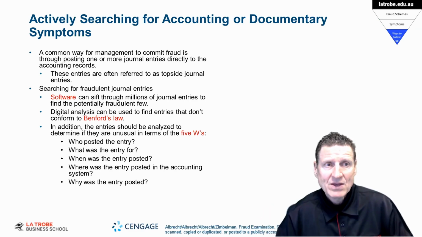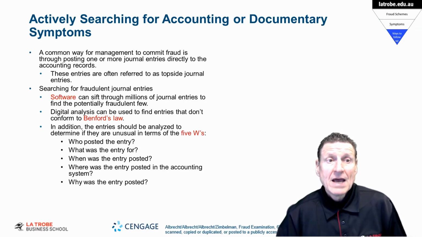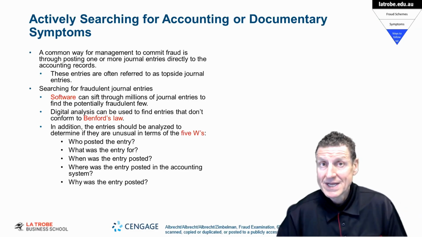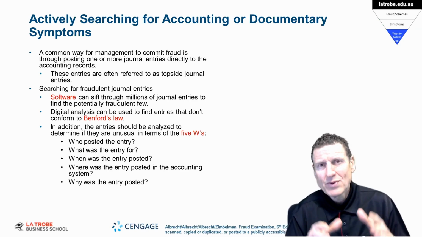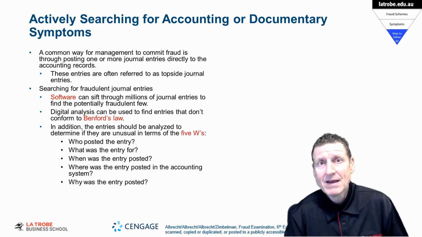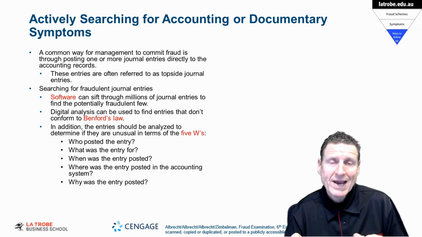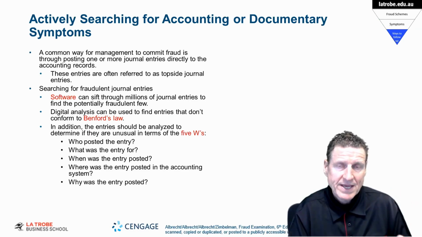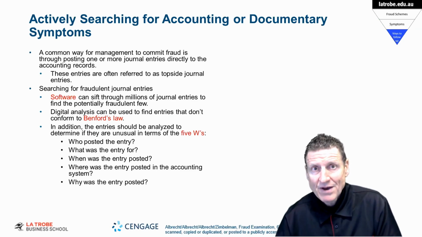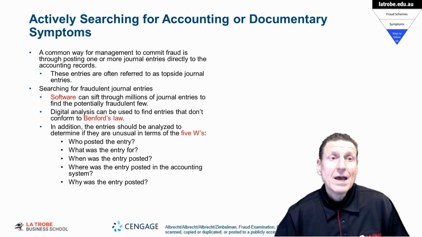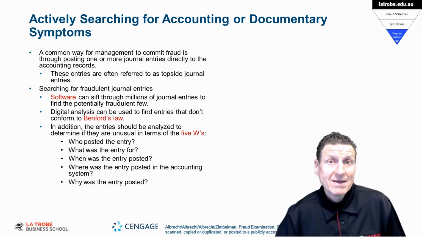We can ask other questions around particular journal entries, asking the 5 W's: who posted the entry, what was the entry for, when was the entry posted, where was the entry posted in the system, and why was the entry posted. And you could not do this on 365 days of the year, but you may ask these questions around the last 3 working days of the accounting period and the first 5 working days of the beginning of the next accounting period. And it's more likely that you'll find something then.